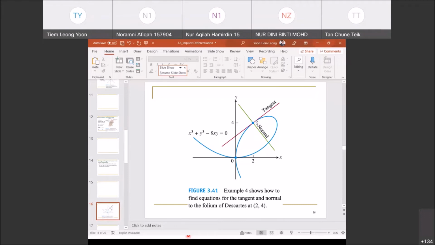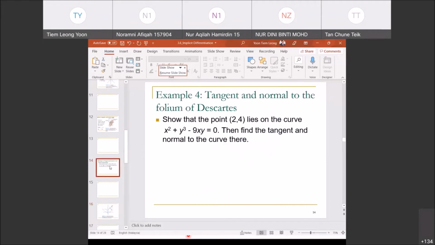He asked the question: what is the tangent line and what is the normal line? So the Descartes curve is x cubed plus y cubed minus 9xy equals 0. And you're asked to find the slope of the tangent line and normal line at the curve there. So it should be quite straightforward to do this. Let's just try to demonstrate this again.